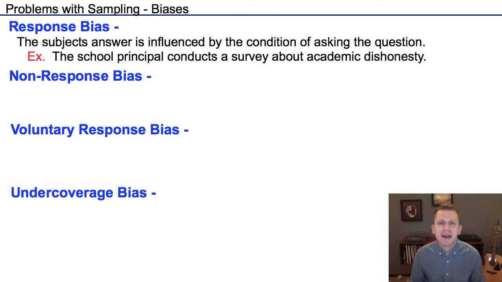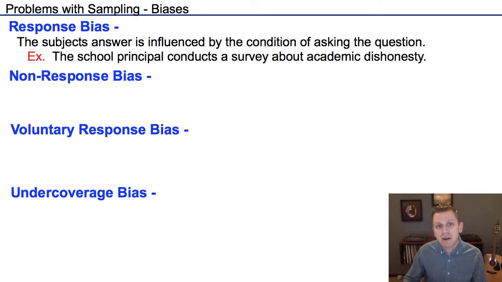The example here is think about a survey that was asking about academic dishonesty. Maybe the school principal conducts a survey asking if you've ever copied someone's homework or cheated on a test. The fact that the school principal is conducting the survey would maybe make you hesitant to answer honestly. You might have copied someone's homework sometime, and when asked by the principal, you might say, hey, no, I never actually copied anyone's homework in my life. Or had this survey been conducted by a peer or someone in your class, you might answer it more accurately. So response bias is the first thing that could give us an unrepresentative response.